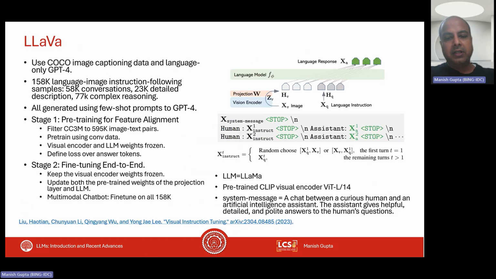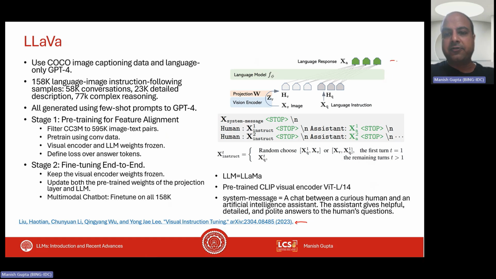LLaVA became super popular in recent times. In fact, LLaVA has multiple versions. The latest one is LLaVA 1.5, and I'm not going to talk in too much detail about it. The architecture doesn't change too much. It's just that the model is trained much more rigorously. Let's just talk about LLaVA by itself. LLaVA came up in 2023.